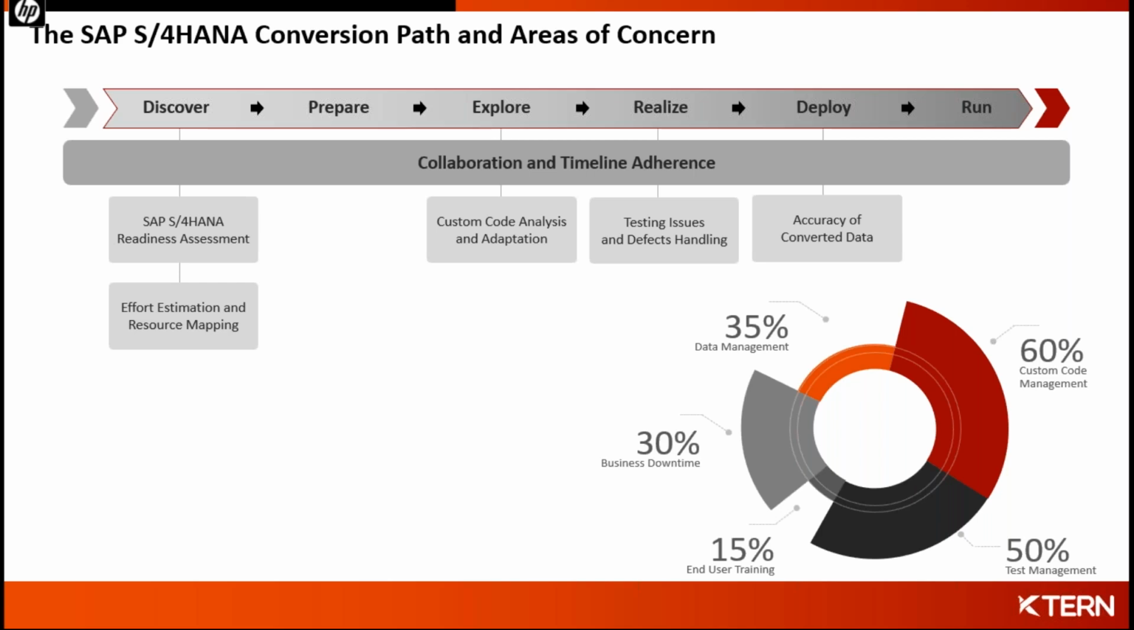So while these happen in a phased manner, there is one main thing which is constant and common across these phases, which is nothing but the timeline adherence, the governance, the phase closures, the deliverables, and the project health. So let's see what KTern has to offer for us in the further slides.